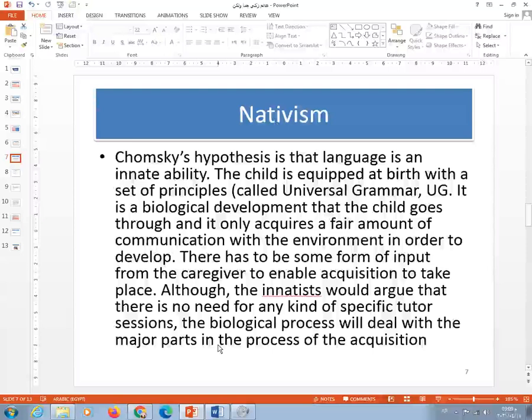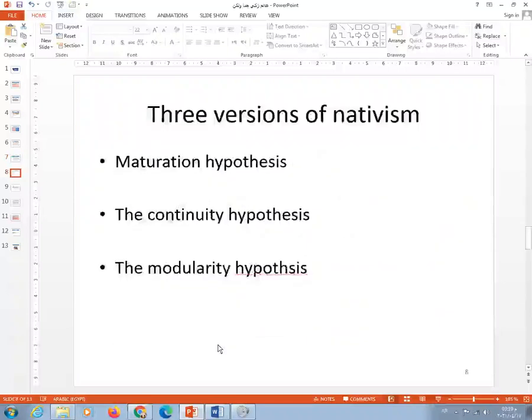Okay, we have to say that the nativism trend or school or paradigm has a number of sub-paradigms. Let's have a look at them. Three versions of nativism. Number one, the maturation hypothesis. Number two, the continuity hypothesis. And number three, the modularity hypothesis.